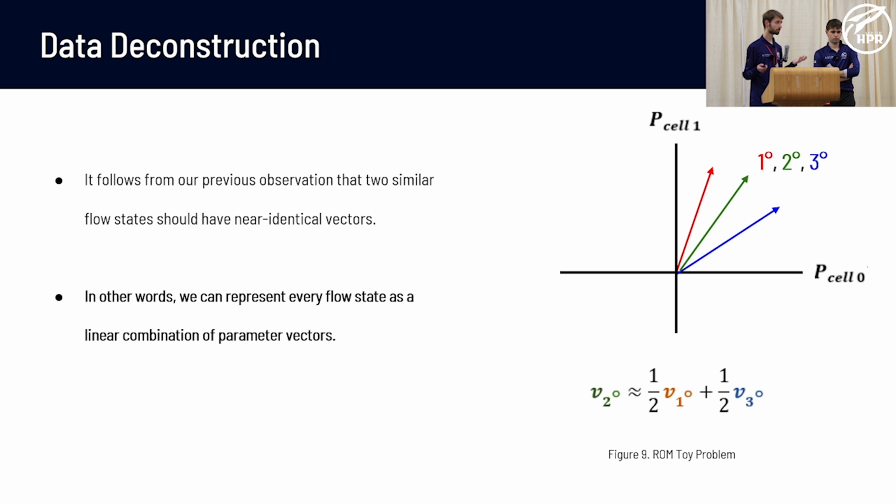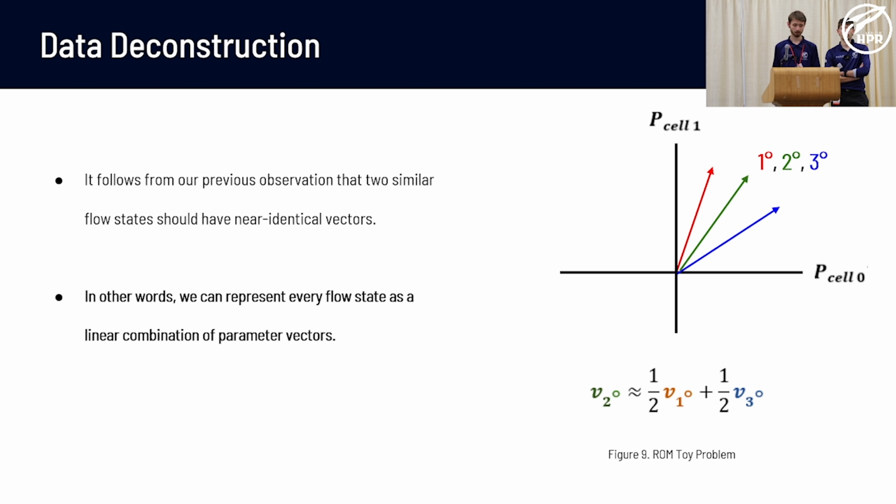Right. So then it follows from our previous observation that two similar flows will also have similar state vectors. So as you can see in this toy problem here, we've got a state vector representing a flow at 1 degree angle of attack, 2 degree angle of attack, and 3 degrees. And visually, you can see in this very simplified case that the 2 degree angle of attack flow is approximately equal to half the 1 degree case plus half the 3 degree case. So what's the bottom line here? Well, this demonstrates that we can represent flows as approximately equal to linear combinations of other flows, which is very, very powerful.